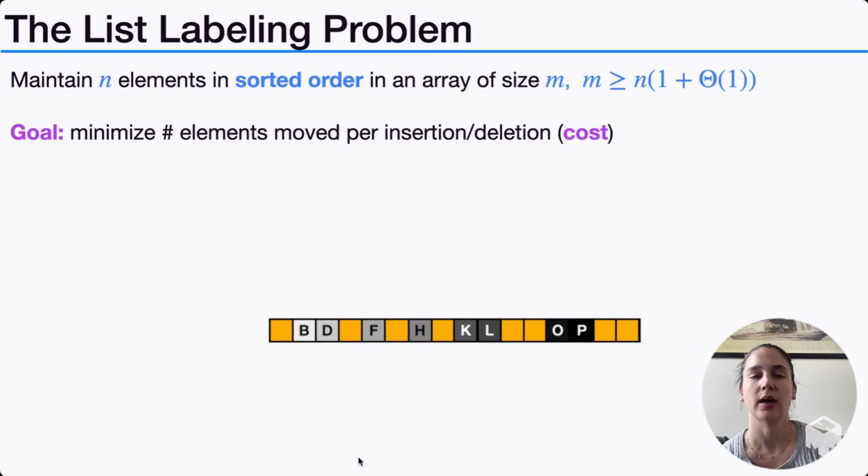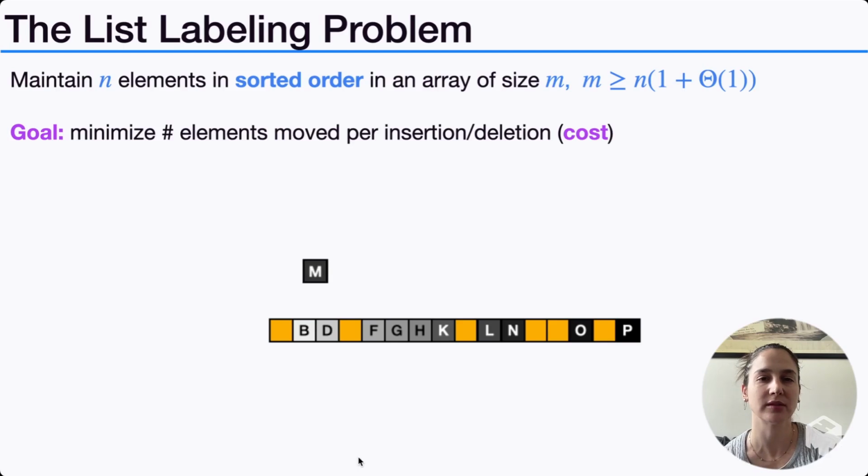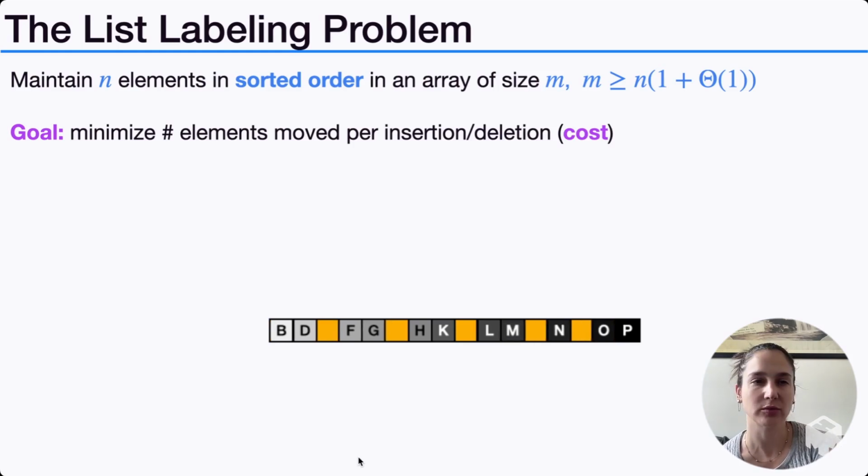So we, as the algorithm, can move elements around in the array, and in fact, we may be forced to move elements in order to maintain the sorted order. For example, here in a second, an element with key m is going to come in. And since there's no space between the elements with keys l and n, the algorithm has to move some stuff around in order to insert this element. And it can choose to move more elements around if it wants to, but the goal is to minimize the cost, which is the number of elements moved per insertion or deletion.